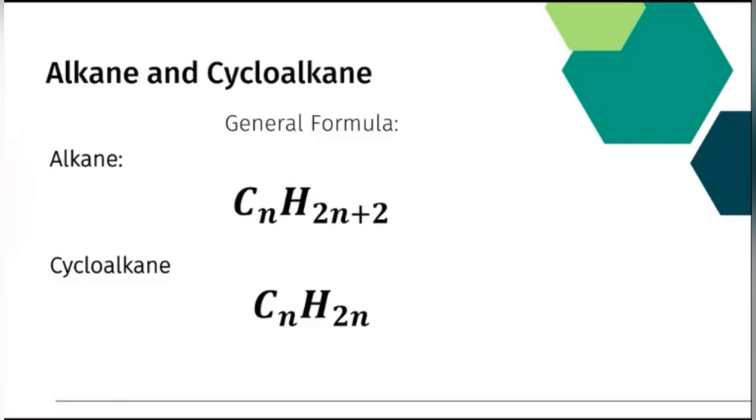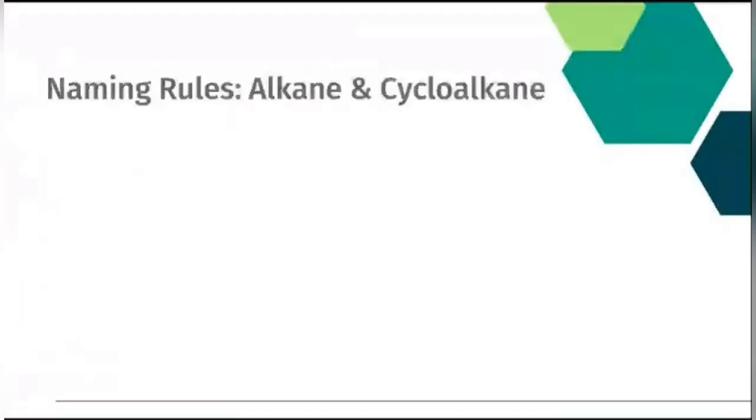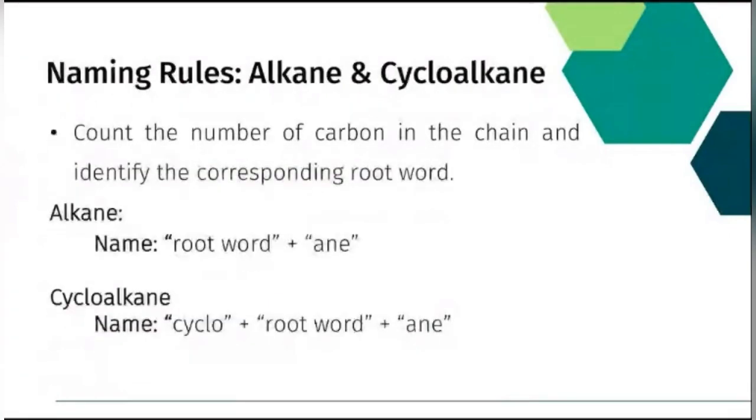They have these rules to follow. The first rule is count the number of carbons in the chain and identify the corresponding root word. From the table previously, we can identify what is the root word that will represent the compound. So we have the root word plus ane. That's the name of the alkane. And for cycloalkane, we add cyclo as a prefix to the root word. Then we also have ane as its suffix. So this is the pattern of naming this hydrocarbon.